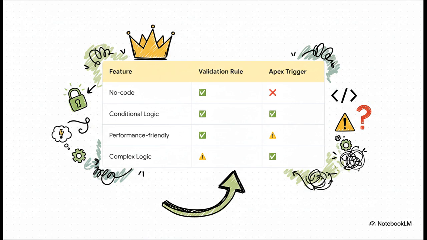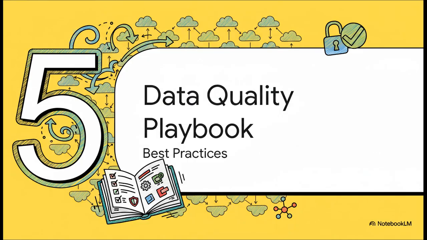So here's the golden rule, the big takeaway. Always try to solve the problem with a declarative tool like a validation rule first. Only reach for code when you've got no other choice. All right, let's bring it all home. As we start to wrap this up, let's just boil everything we've learned down into a quick little playbook. If you follow these best practices, your validation rules are going to be effective, easy to manage, and a lot less frustrating for your users.